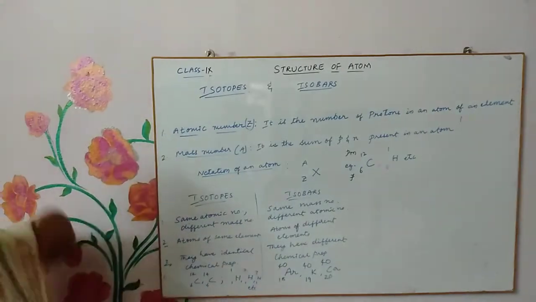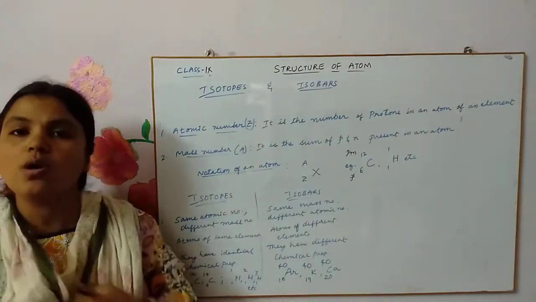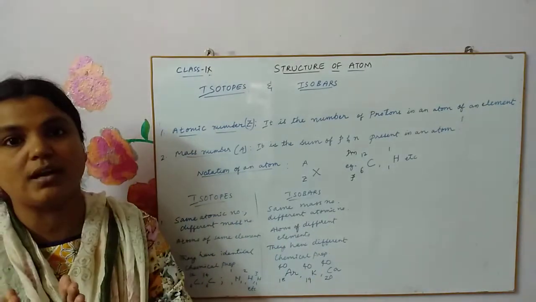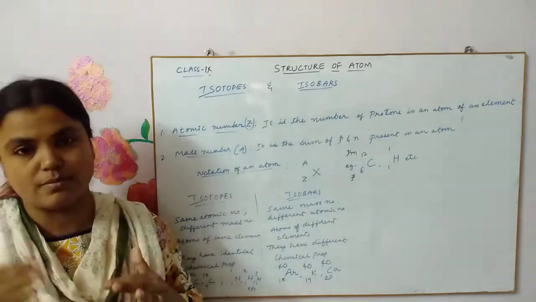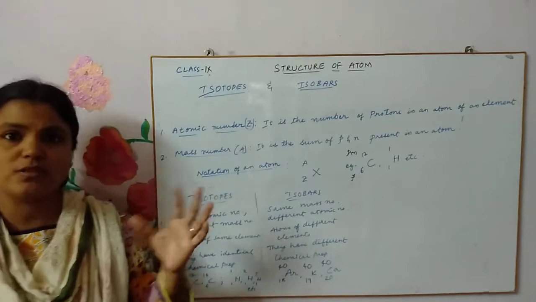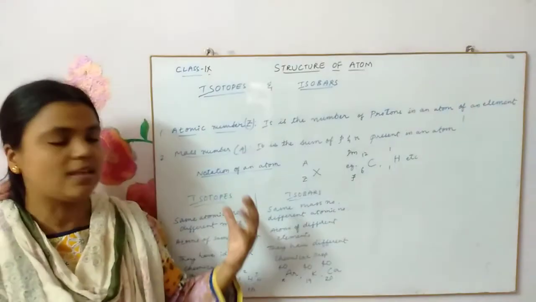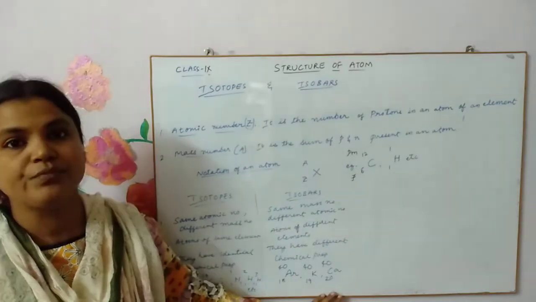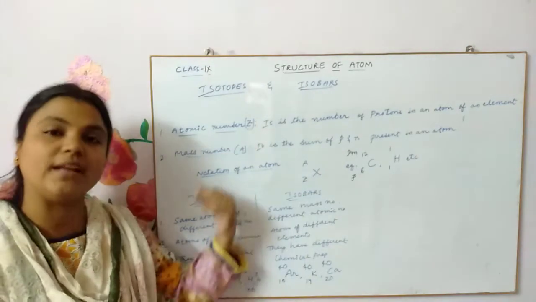Now isotopes are those atoms which have the same atomic number but different mass number. Many people get confused over here. Please don't get confused. Most of the time what happens is the student knows everything, but for isotopes they write the matter of isobars, and for isobars they write the matter of isotopes.